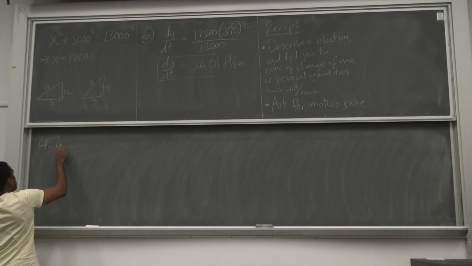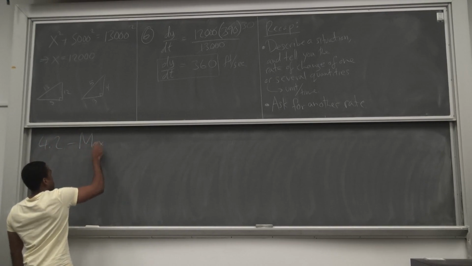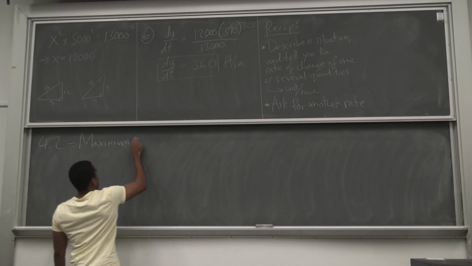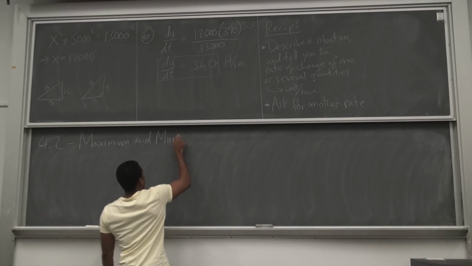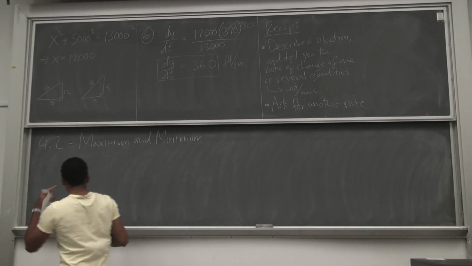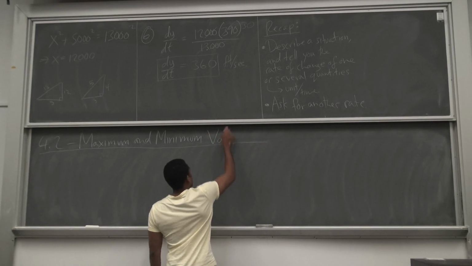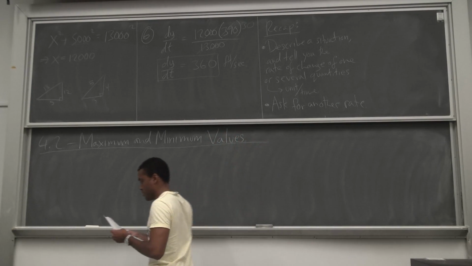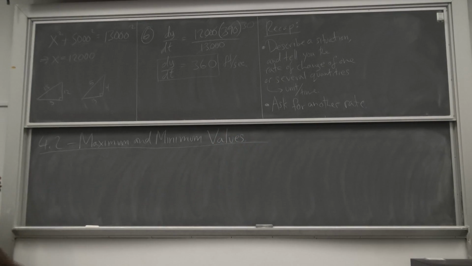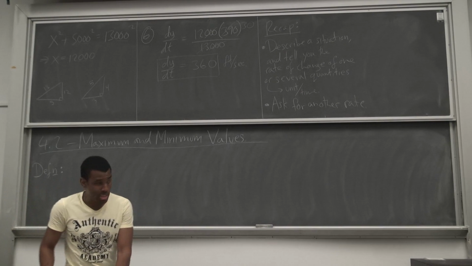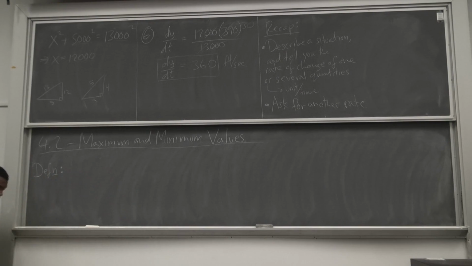We're going to move on to 4.2, maximum and minimum values. Conceptually we've spoken about these before, but we're going to get more specific now, about some definitions. We're going to talk about 2 kinds of maximum and minimum values. There's the absolute maximum and minimum, and there's the local maximum and minimum. Let's first talk about the absolute maximum and minimum.